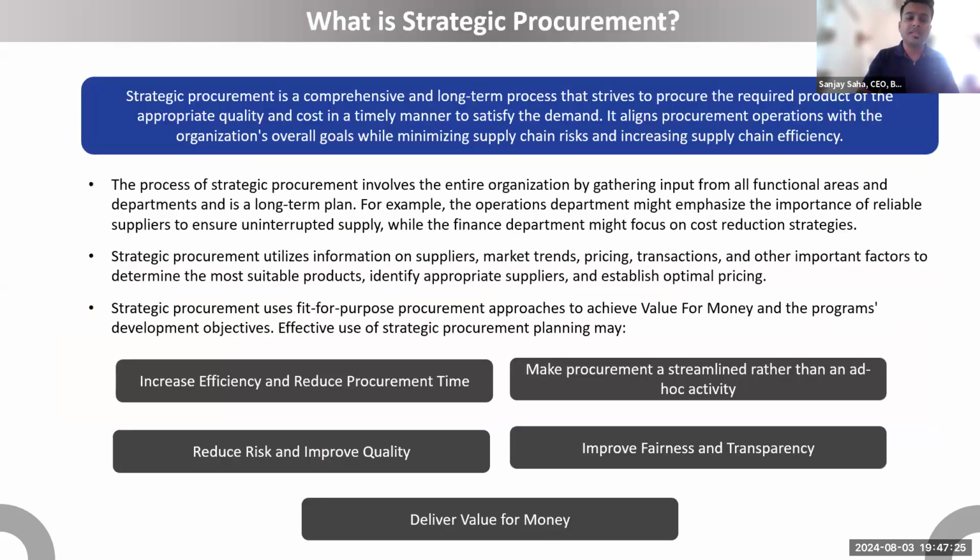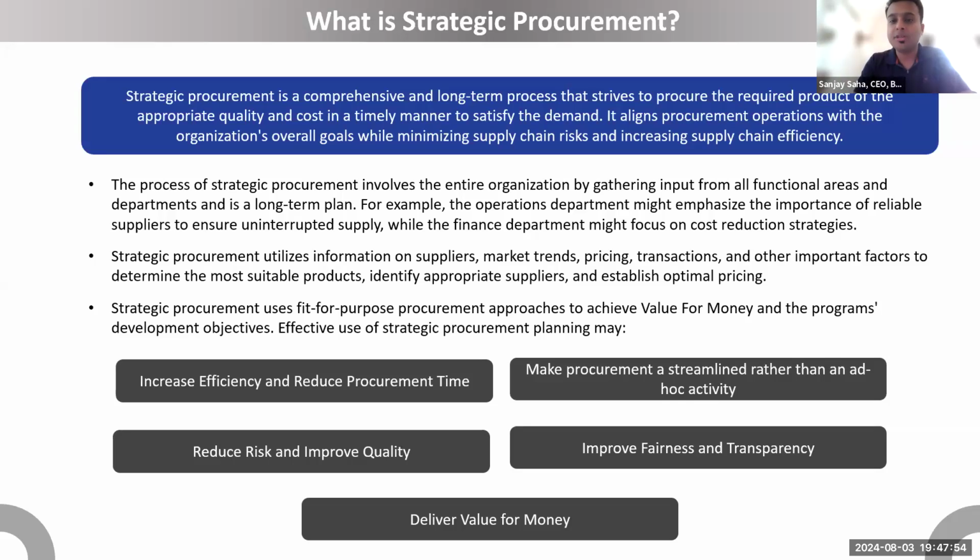Okay, so let's now understand, first of all, what do you mean by strategic procurement? And then we will look at what are some of the objectives which are written on the screen as well. So strategic procurement is a comprehensive and long-term process that strives to procure the required product, as we discussed, of the appropriate quality and cost. So see, the indicators are coming here. Quality and cost in a timely manner. So time is another indicator to satisfy the demand.